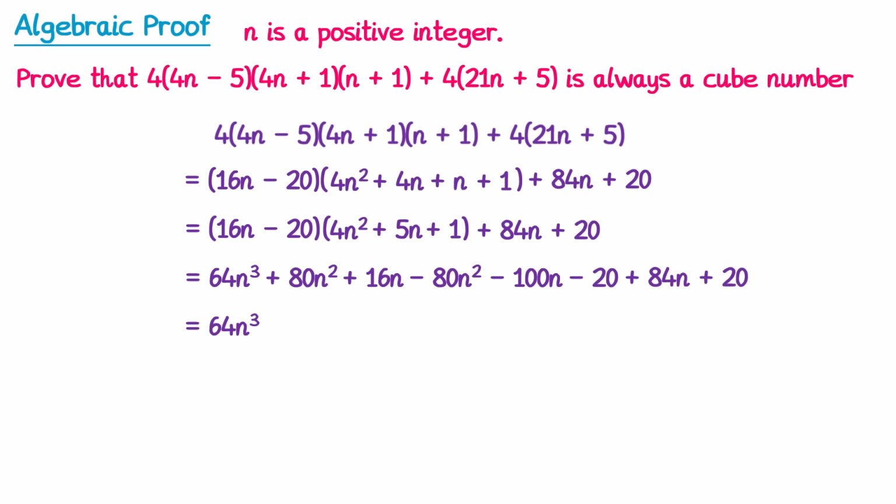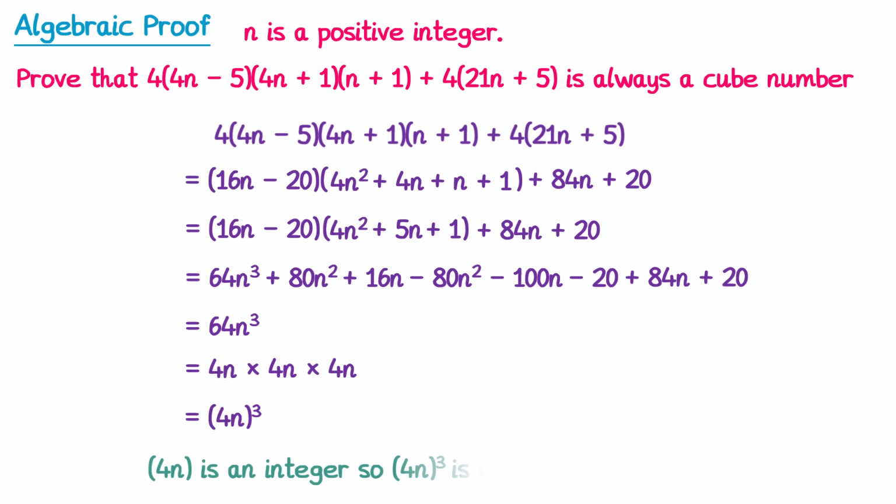In this question, we're trying to show it's a cube number, and you might think we've finished, but we do need to do one more step. We need to write this as something to the power 3. Now 64n cubed is the same as 4n times 4n times 4n, since 4 times 4 times 4 is 64, and n times n times n is n cubed. So this is the same as 4n to the power 3. Now 4n must be an integer, so 4n to the power 3 must be a cube number. So we can finish this proof by saying 4n is an integer, so 4n to the power 3 is always a cube number.